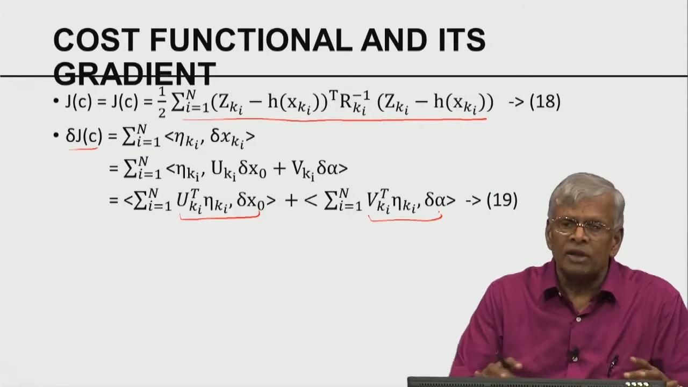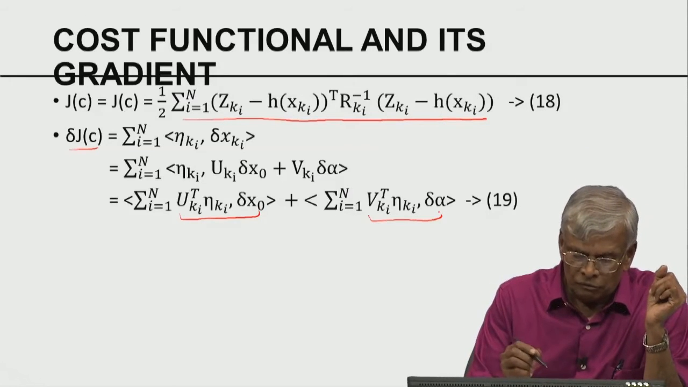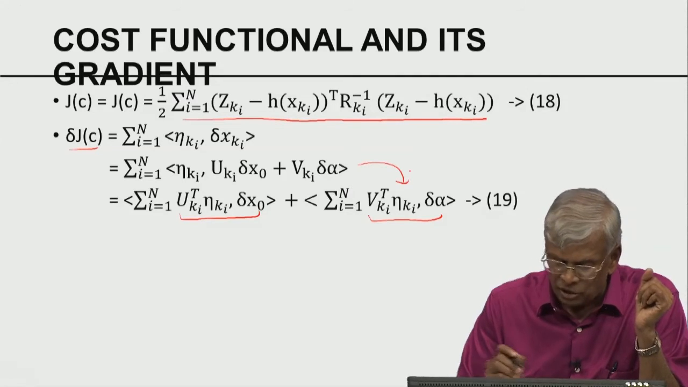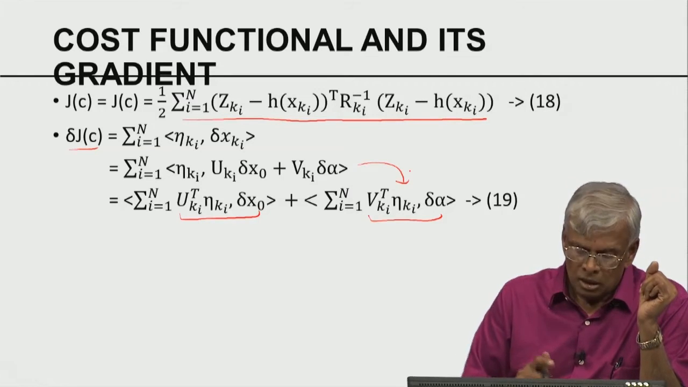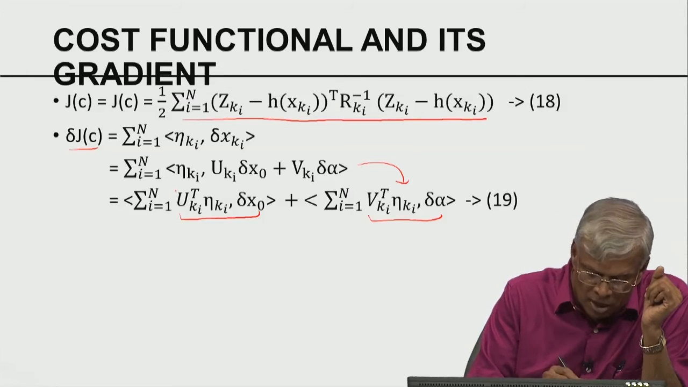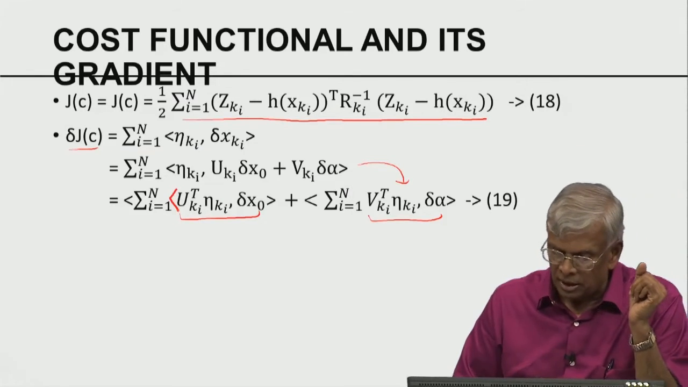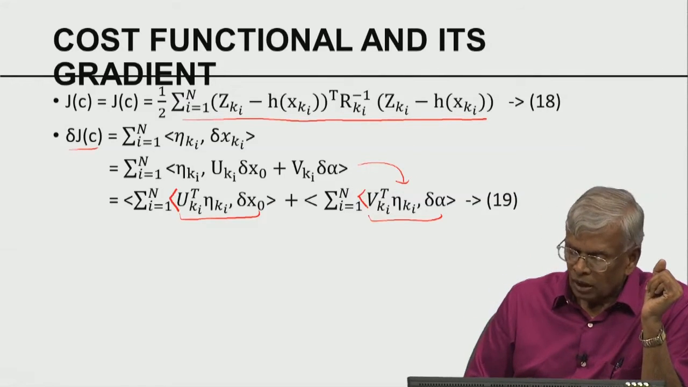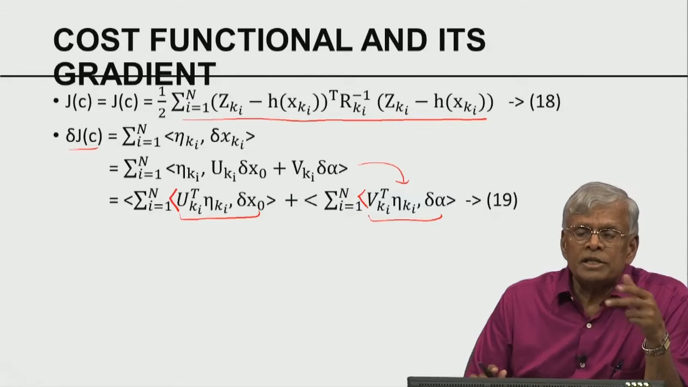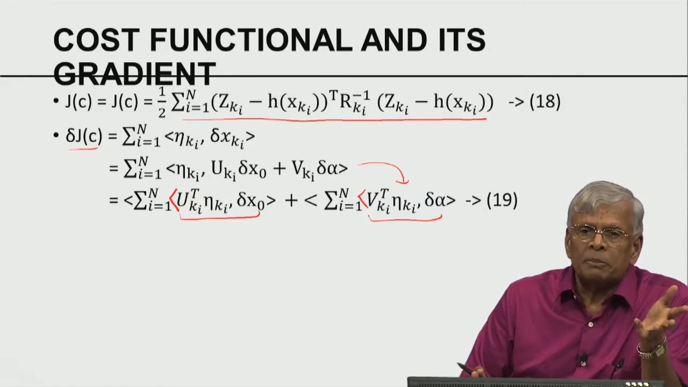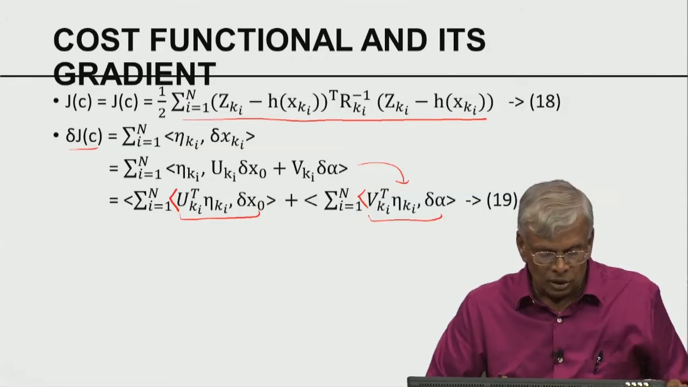I know I am skipping some of the details, but the details are already explicitly given. We have already seen that the move from here to here uses the adjoint property. The U_k becomes U_k bar and so on. I think a bracket is missing in here. Again, a bracket is missing in here. So this equation 19 is simply an extension of what we did for one observation. Now in this case, because there are multiple observations, there is a summation from i equal to 1 to N.